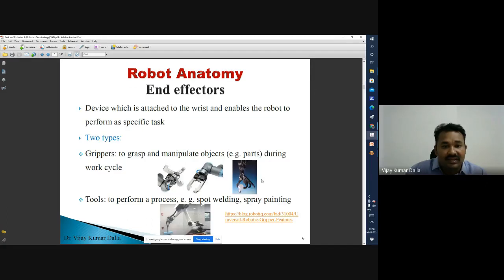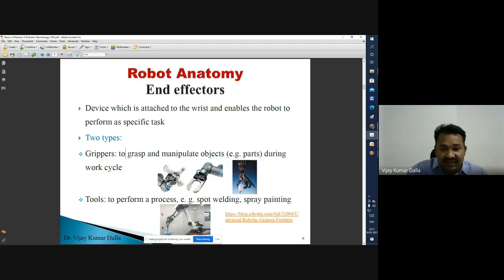Okay. Now we are going to talk about hand effectors, as it is attached to the wrist and enables the robot to perform a specific task. There are two types of hand effectors. First one, grippers. Second one, tools. Grippers grasp and manipulate objects during the work cycle. Tools perform a process like spot welding or spray painting.